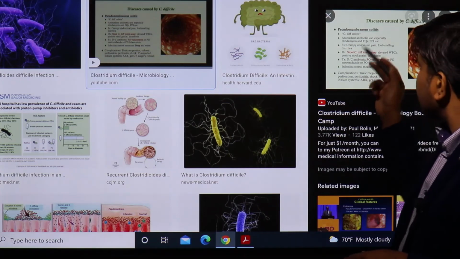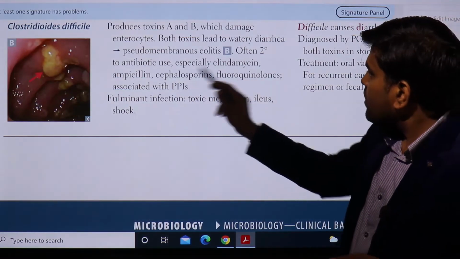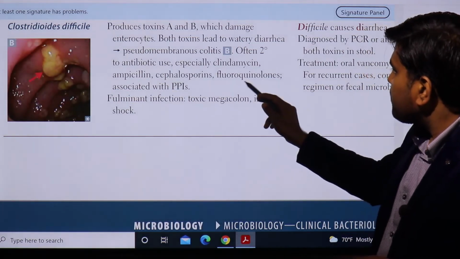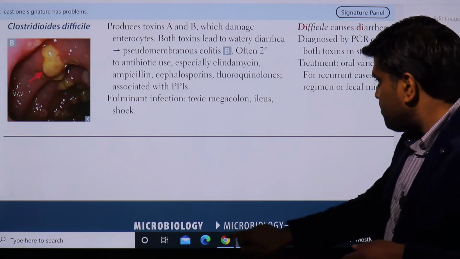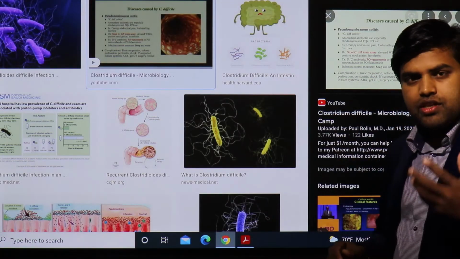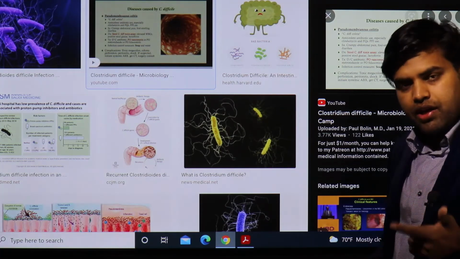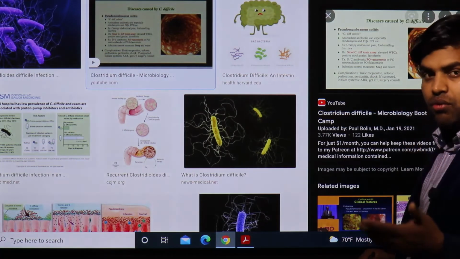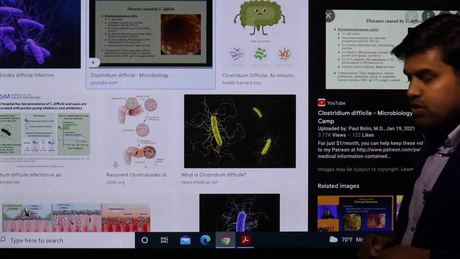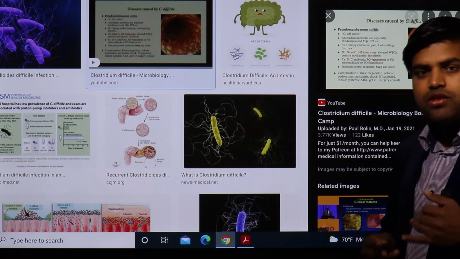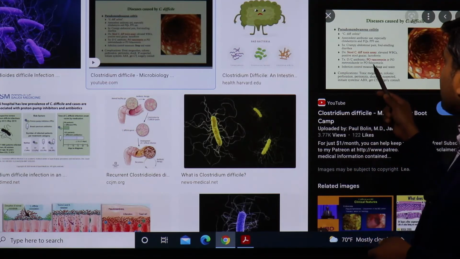Like we have talked about clindamycin, fluoroquinolones, ampicillin, cephalosporin, PPI. These were the drugs that were responsible. But when you talk about the treatment, the initial treatment is metronidazole, oral metronidazole, and even IV can be given. But nowadays they say you can go directly to oral vancomycin. So the treatment options are per oral metronidazole, per oral vancomycin, or per oral fidaxomicin.